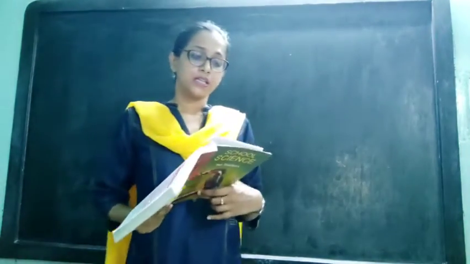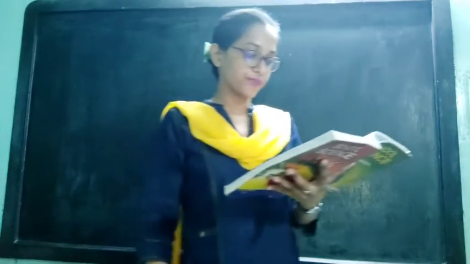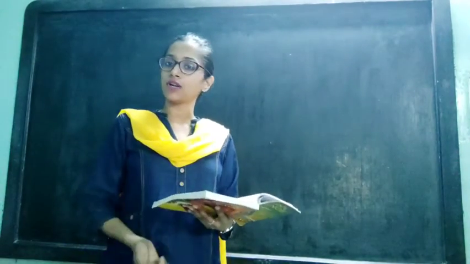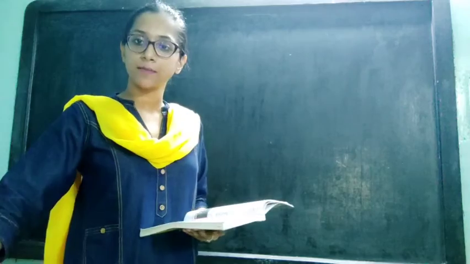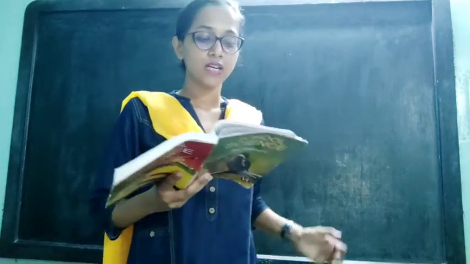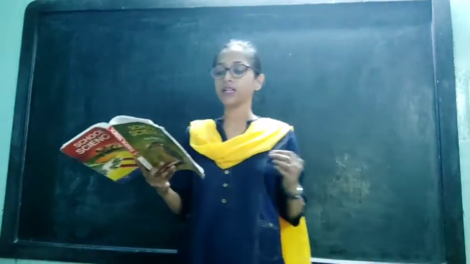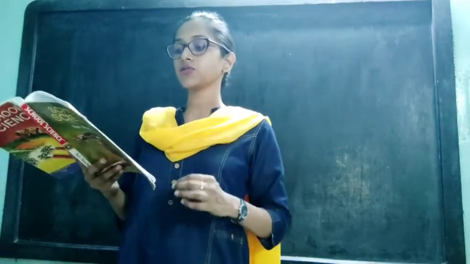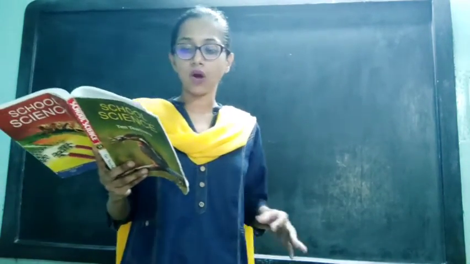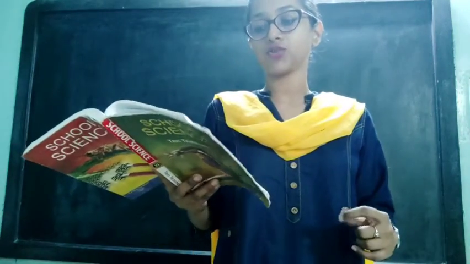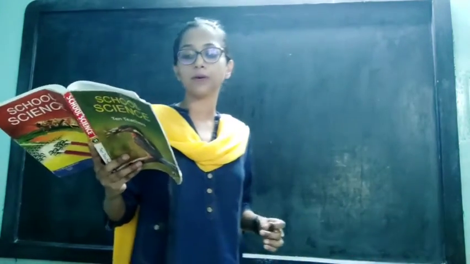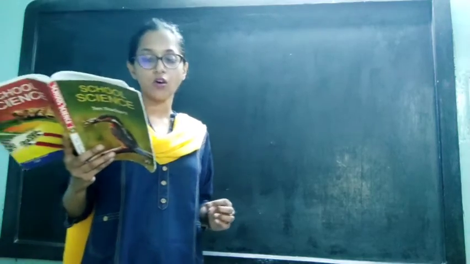Now in your book, on page number 54, there are more examples of compounds. Obviously, water is not the one and only example of a compound. The first example given: when a burning magnesium ribbon is introduced in a gas jar filled with oxygen, it burns very brightly, producing blinding white light. A white powdery substance called magnesium oxide is formed due to the burning of magnesium ribbon in oxygen.